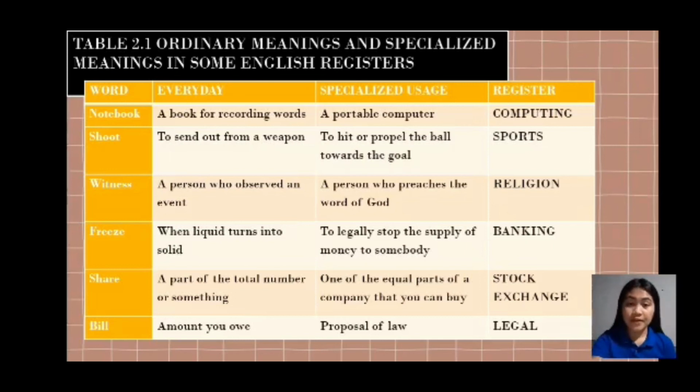The fifth word is share. In an everyday scenario, it is a part of the total number of something, for example, dividing the pizza among each member of a family. But in specialized usage, it is one of the equal parts of a company that you can buy, so you become one of the shareholders of the company, and it is registered in the stock exchange, which also allows you to buy shares.